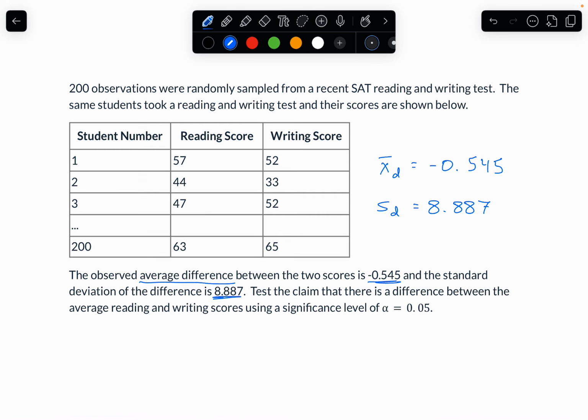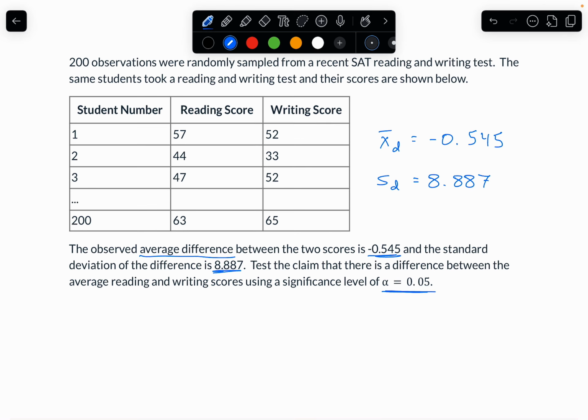We would like to test the claim that there is a difference between the average reading and writing scores using a significance level of alpha equals 0.05. We'll obviously be using that number when we come back to make our decision. So first step, as always, is we want to talk about what's our null hypothesis and what's our alternative hypothesis. So what is H naught and what is HA?